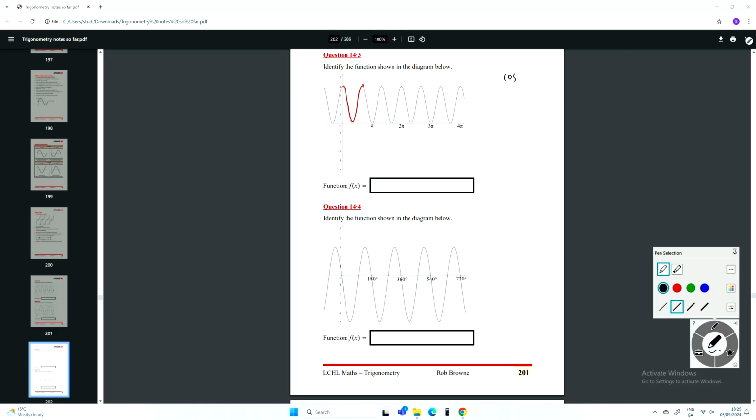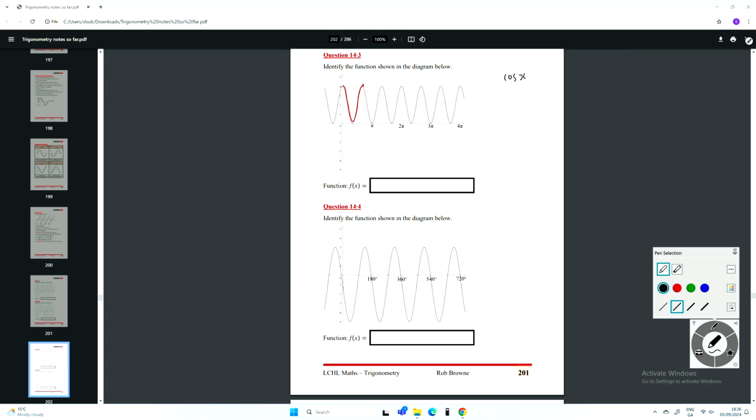So the 4 basic shapes, positive and negative sine, positive and negative cosine: make sure you recognize those when you see them. A positive sine graph starts in the middle and goes up. A negative sine graph starts in the middle and goes down. A positive cosine graph starts at the top, and a negative cosine graph starts at the bottom. Because this one starts at the top, at its highest point, it's a cosine graph.